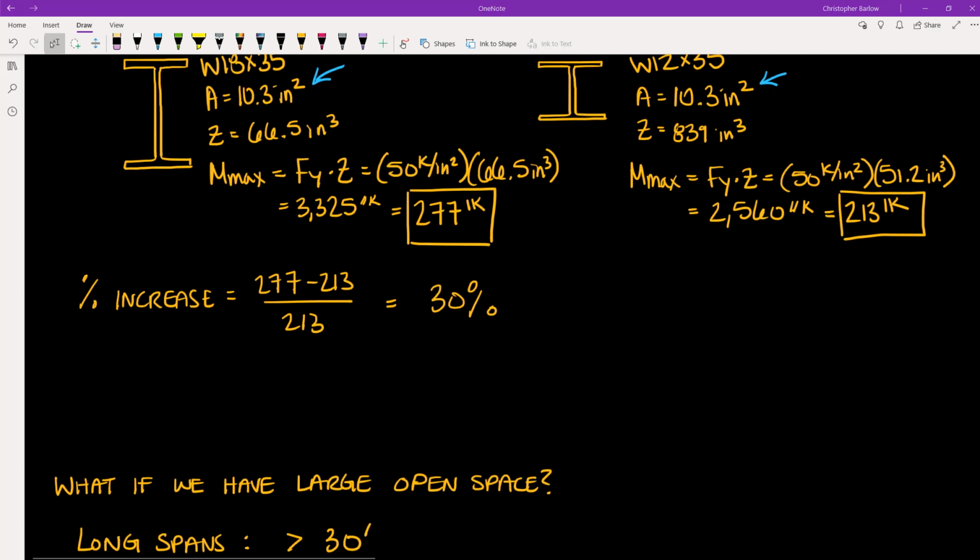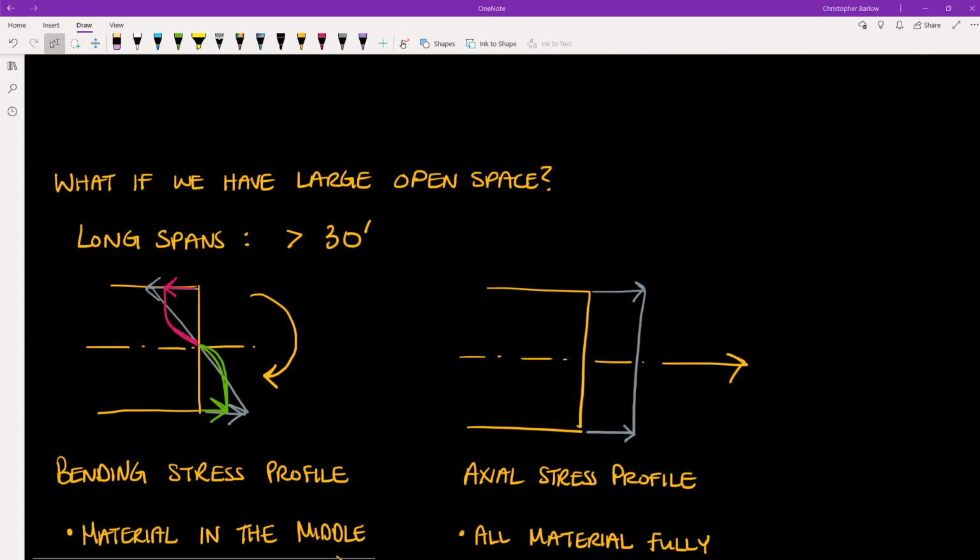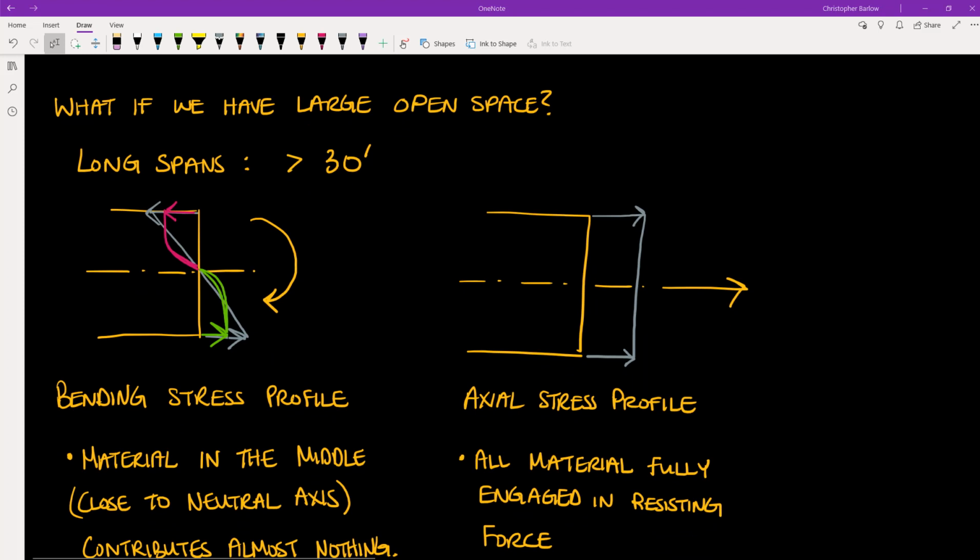Now let's take this conversation further. What if we have even longer spans? Say the architect wants to create a lecture hall or an atrium space. How can we improve the efficiency of these long-spanning members? Let's start by looking deeper into bending stresses in comparison to axial stresses.